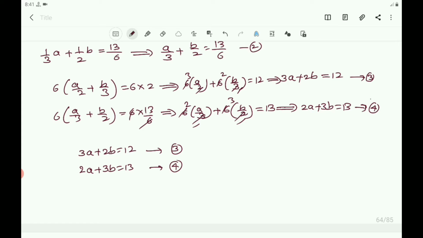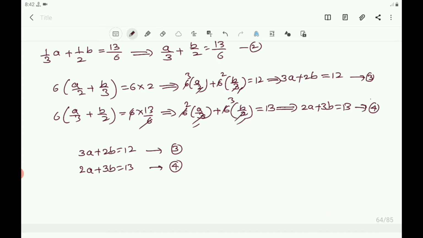See the coefficients of the variables here. In the first equation, a has the coefficient 3, and in the second equation, a has the coefficient 2. And if you observe the coefficient of b, in the first equation b has the coefficient 2, and in the second equation b has the coefficient 3. Here we have to decide which variable to cancel. If you want to cancel a, we have to multiply the first equation by 2 and the second equation by 3, because the LCM of 3 and 2 is 6.